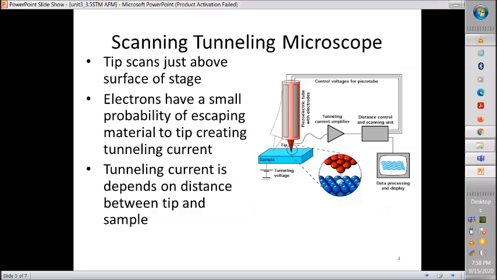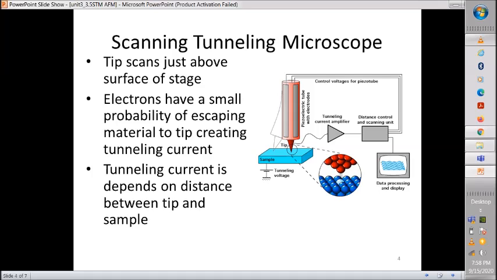This is the arrangement of the scanning tunneling microscope, within which the sample is placed over the sample holder, with a control voltage, piezoelectric tube with the electrode, tunneling current amplifier, distance control and scanning unit. These are all automated things which can be controlled through computer systems, over which data processing and display can also be done. The conducting tip is shown over here.